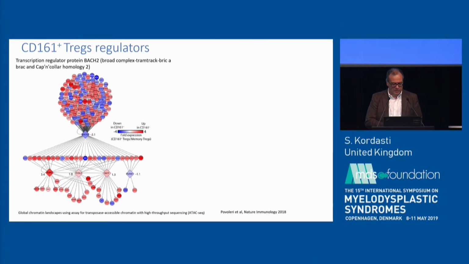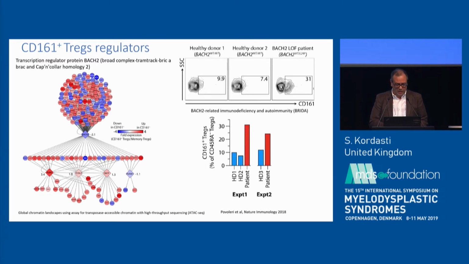And what we have noticed is that although they have ROR-C, as you expect, highly expressed here, the master regulator of the whole process is the BAC2 gene. And if you don't have BAC2, the ROR-C goes up. The editor asked, well, this is your prediction. Do you have evidence for that? So we had to go and find patients with a very rare disease called BRIDA, that they have BAC2 mutation, and see whether these patients have more CD161 expressing Tregs. Yes, and they indeed have higher expression of CD161, which basically proves that they are CD161 positive Tregs.